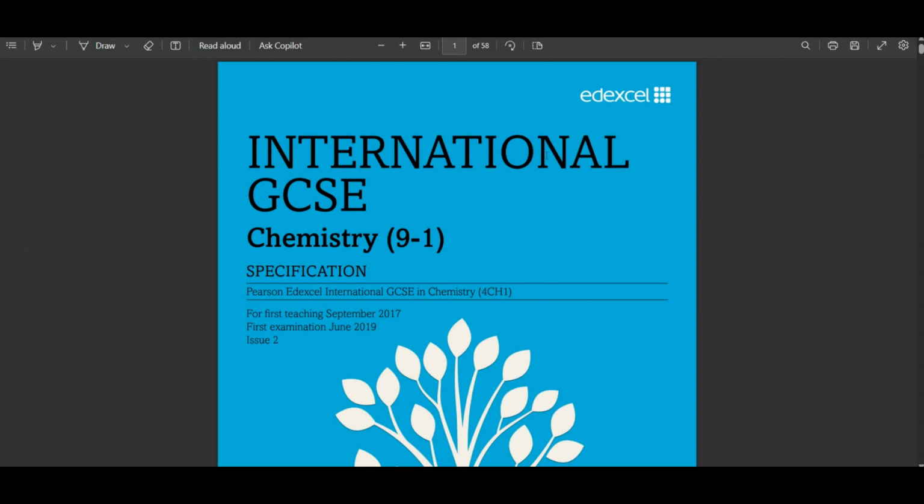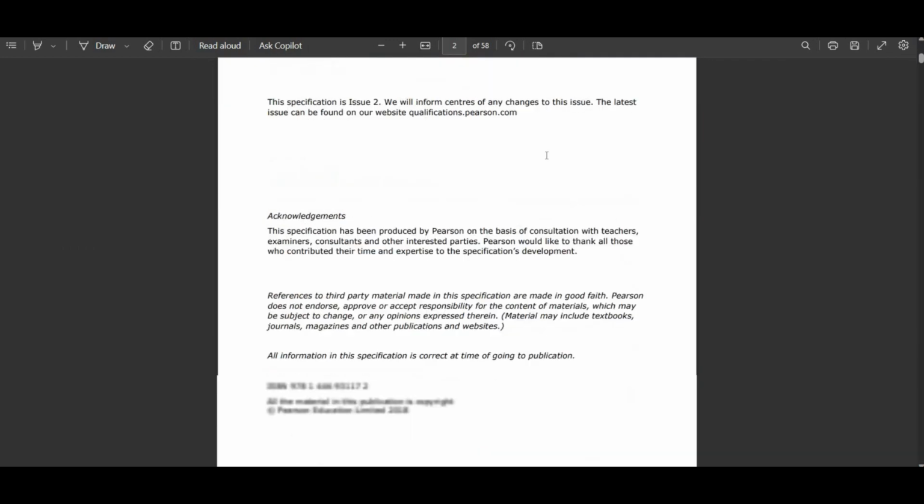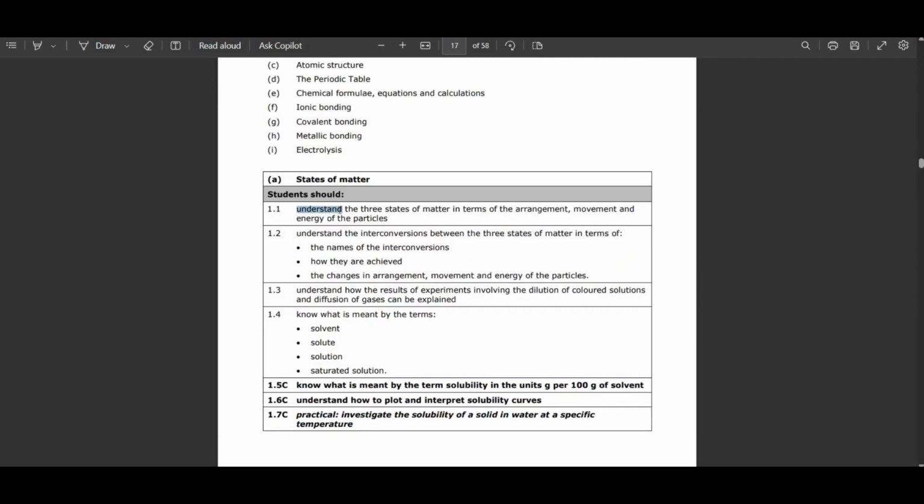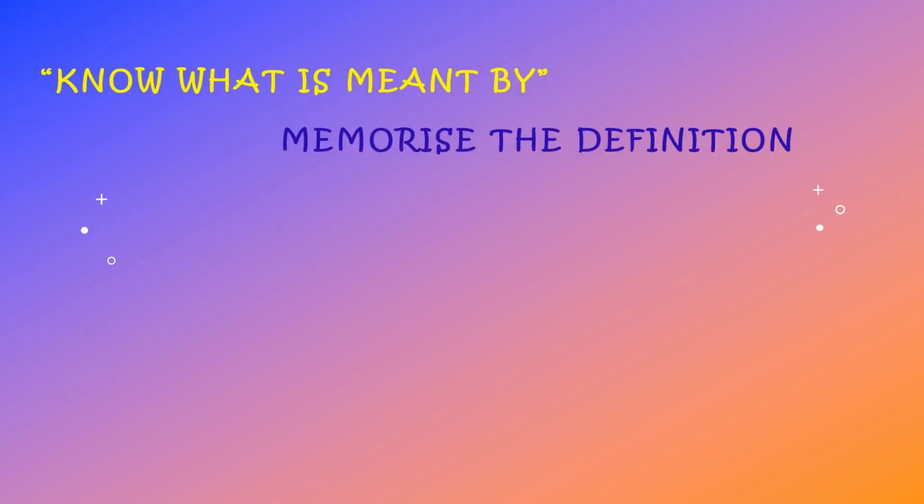Once you find your specifications, it's important not to just know the content points given in it, but also how those are written. Pay close attention to the keywords at the beginning like "understand" and "know what is meant by", and these will tell you what exactly you need to know about that content point to answer questions at the exam. For example, "know what is meant by" directly means you need to memorize the definition, while "understand" hints at realizing the logic behind the theory.